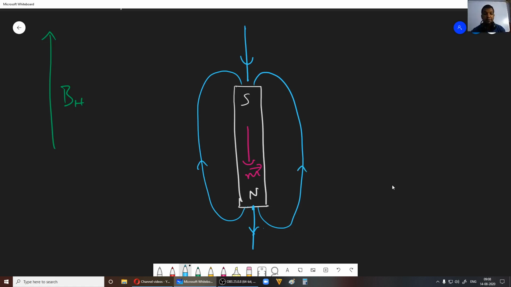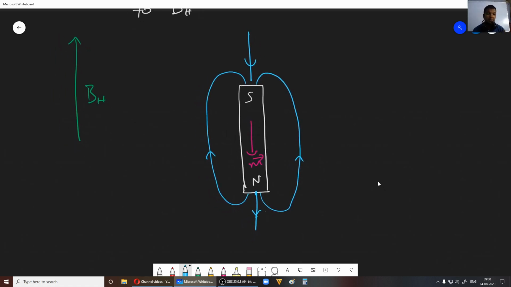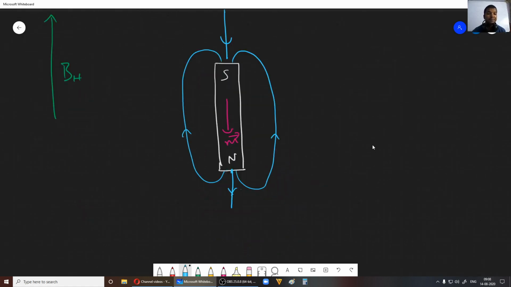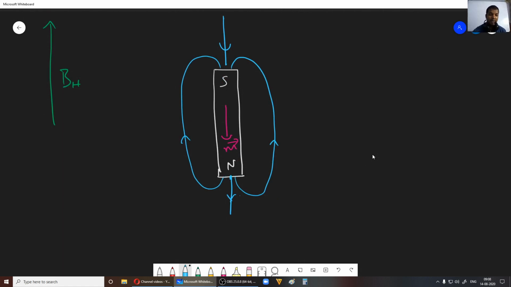Now here, if you take a look at the horizontal component of Earth's BH and the magnetic field due to the bar magnet, the only possibility where you may get null points is along the axis. So in the previous case we got it along the magnetic equator, now we are getting it along the magnetic axis. So let us say P1 and P2 are the 2 points where we are getting the net magnetic field to be 0.